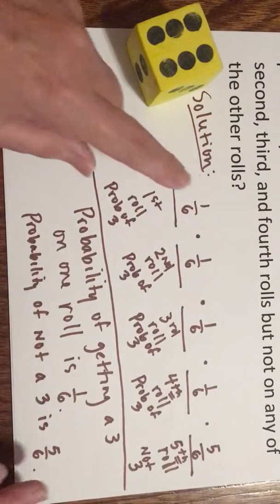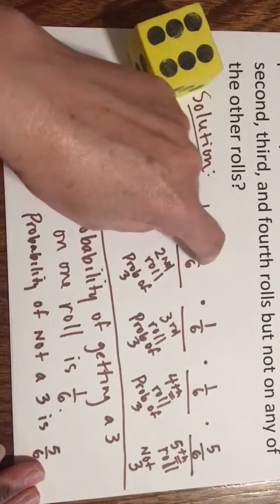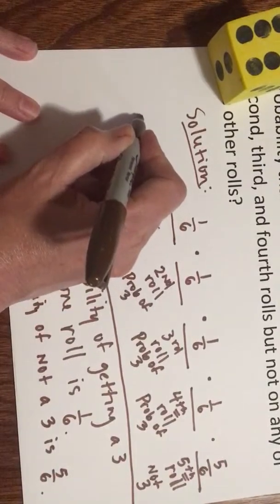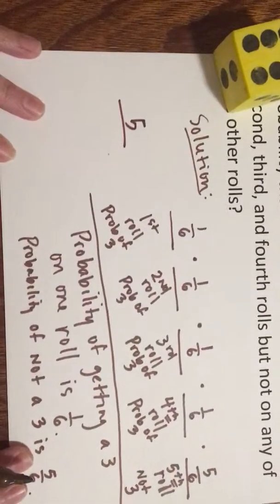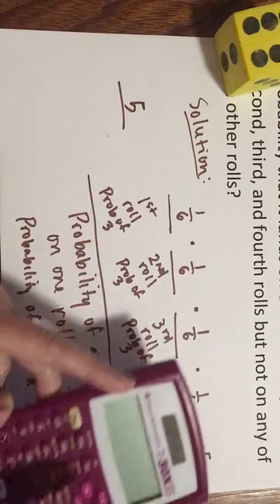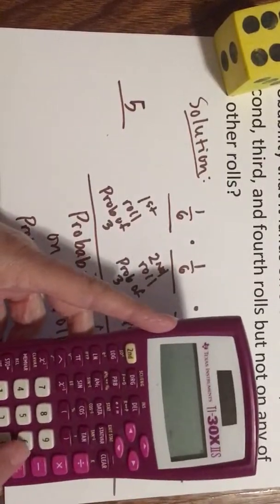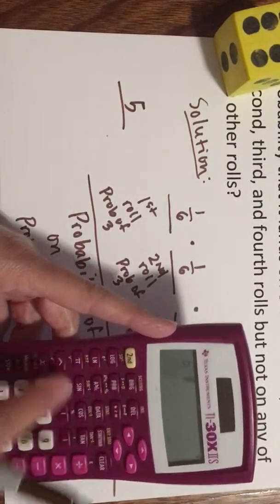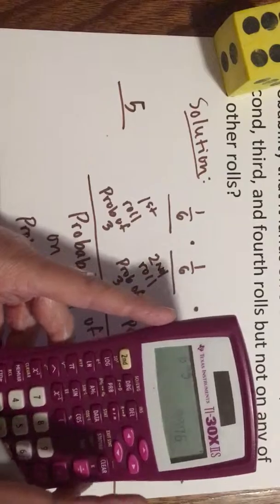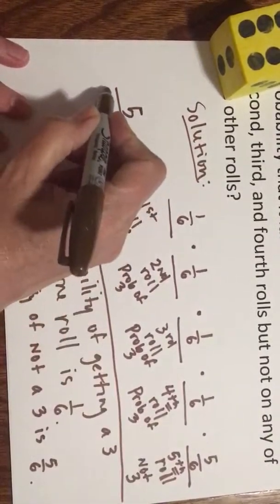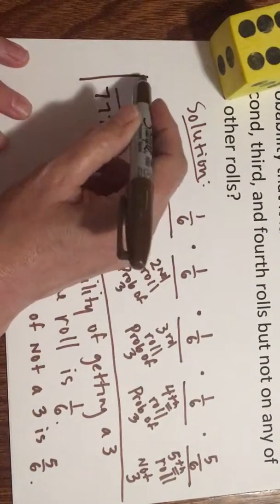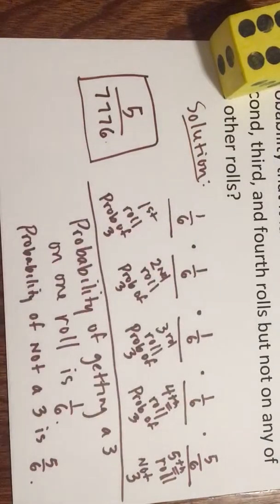So as I look at this, I need to multiply the numerators. 1 times 1 times 1 times 1 times 5. So the numerator on my answer is going to be 5. Now the denominator will be 6 times 6 times 6 times 6 times 6. On your calculator, you can just go 6 raised to the 5th power, and I get 7776. So my answer is 5 over 7776.